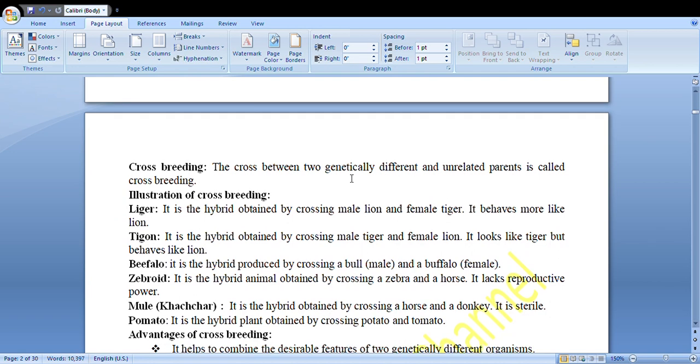Cross-pollination. The cross between two genetically different and unrelated parents is called crossbreeding. Illustration of crossbreeding. Liger. Liger is a hybrid obtained by crossing a male lion and a female tiger.